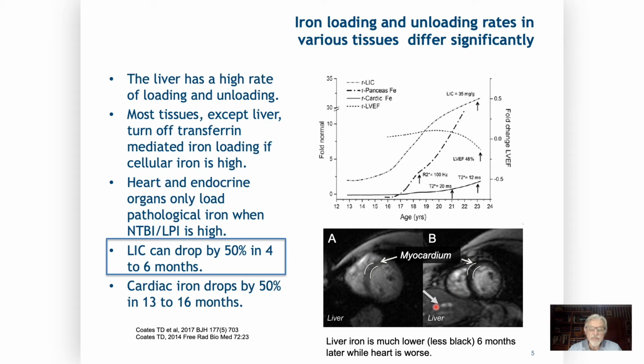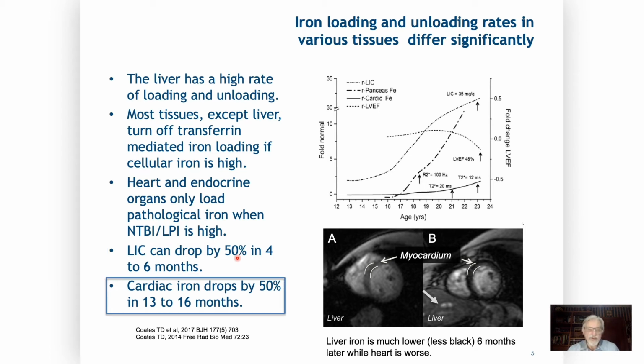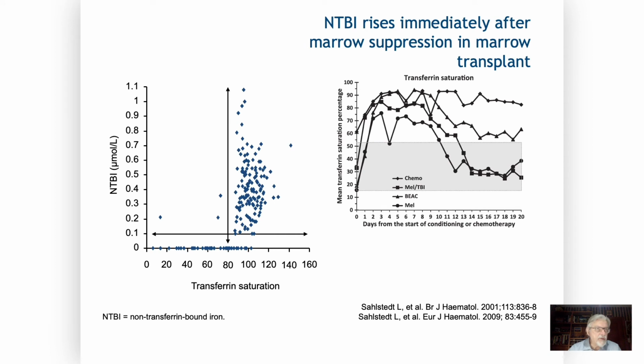And you can see in the same patient 6 months later, the liver is now gray. They've lost the iron in the liver, but the heart is even worse. So this makes the point that the exit from different organs of iron is also different. And the liver can drop its total iron by 50% in 4 to 6 months, whereas the heart requires 13 to 16 months in order to lose half of its iron. So these differences in loading and differences in exit of iron from the different organs complicate very much monitoring patients when we're trying to get rid of excess iron.